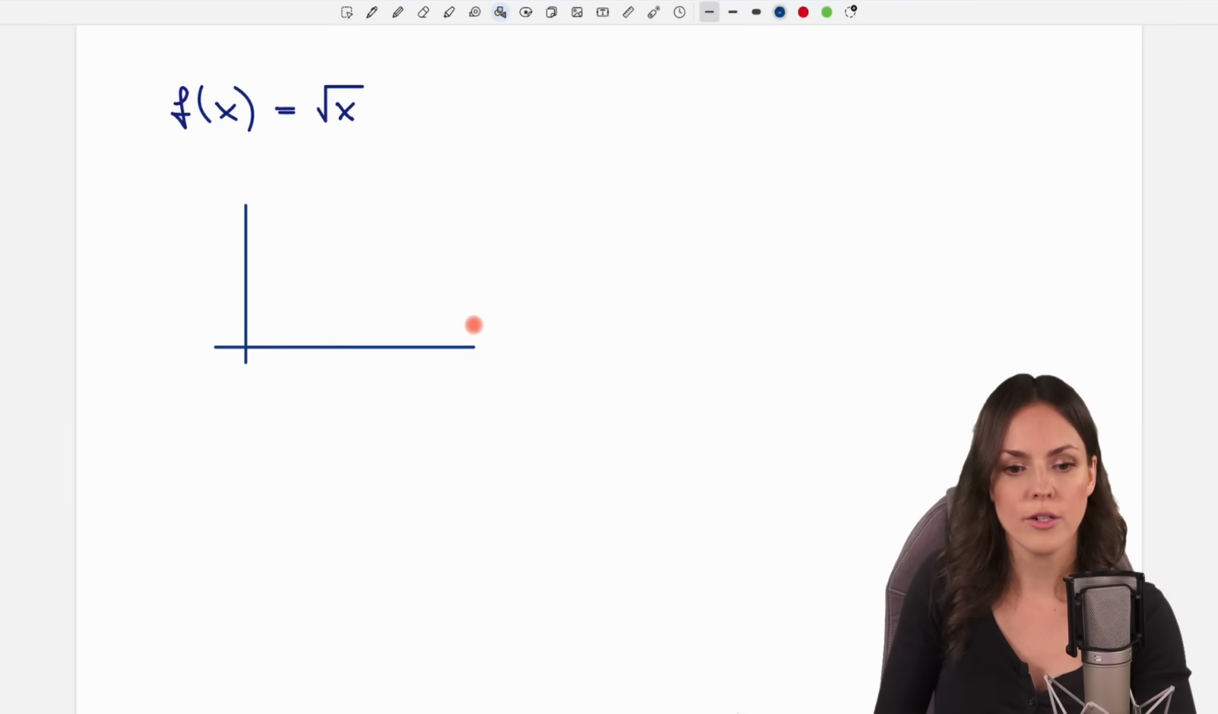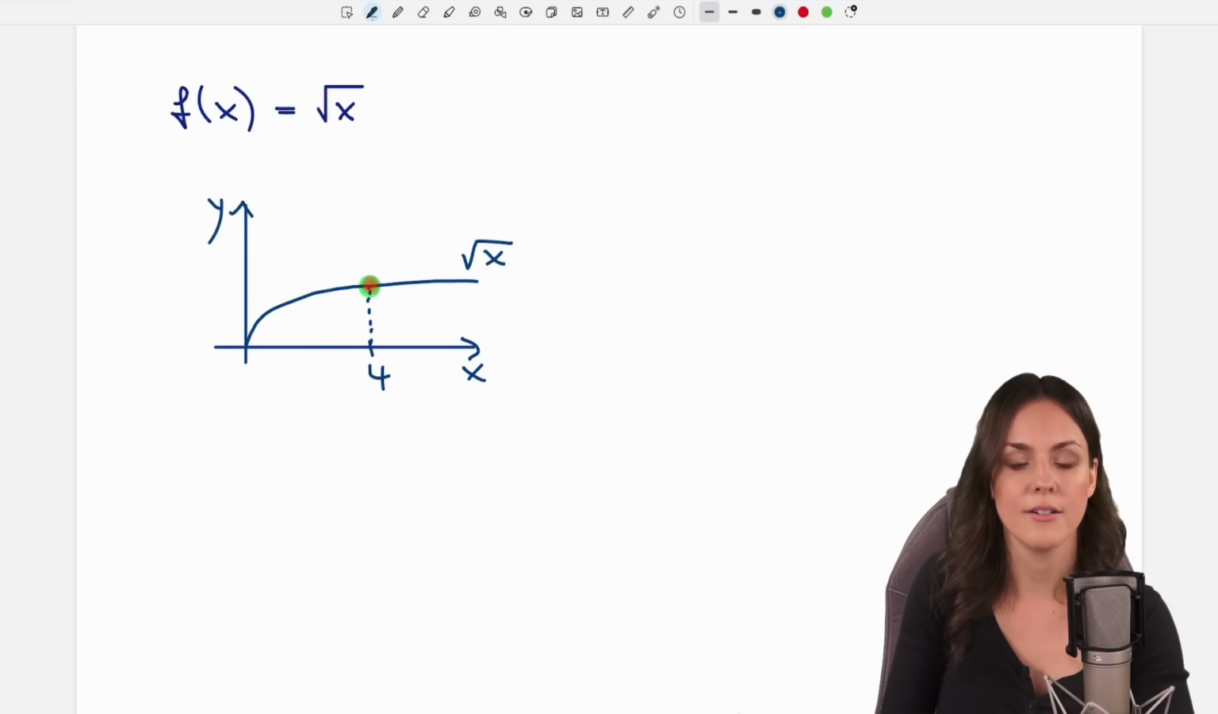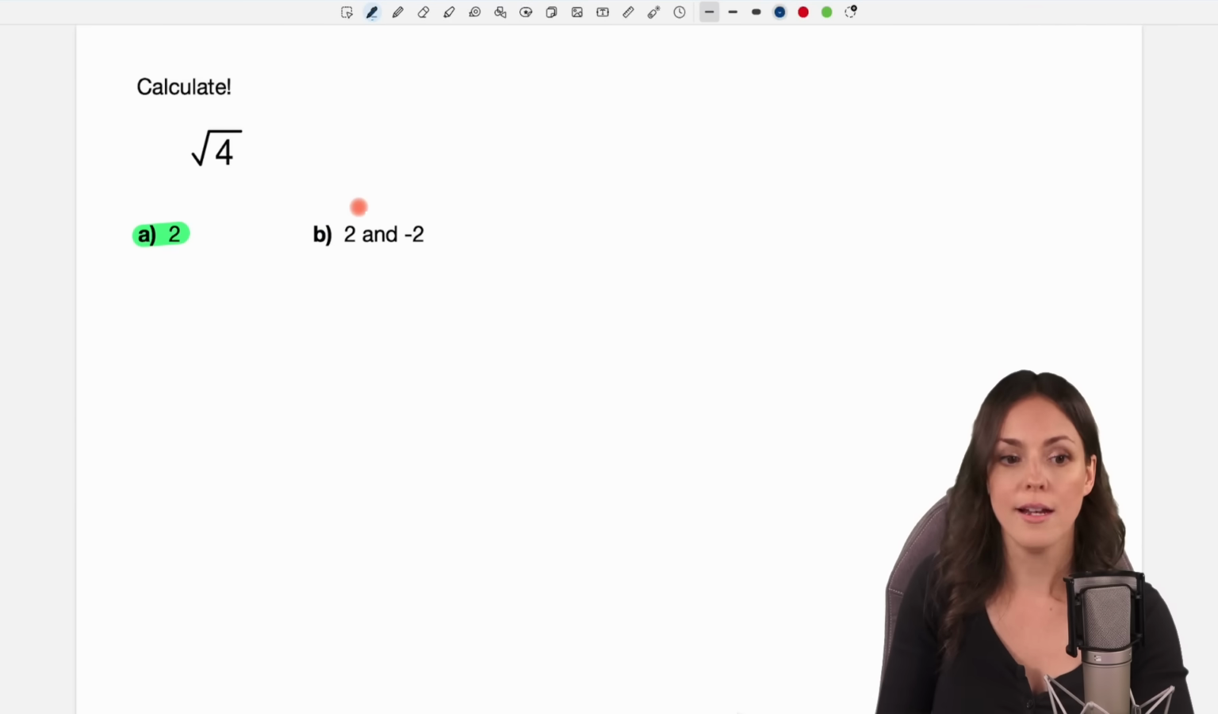If we draw the graph of this function here, x-axis, y-axis, it looks something like this. This is the square root of x. And if I want to calculate the square root of 4, so my x equals 4, then I can see that here is just one result, and that is the 2. My graph is only in the positive area here, so no negative values from the square root of x. So I cannot stress that enough. If you just want to calculate the square root of a number, your result is always going to be positive.